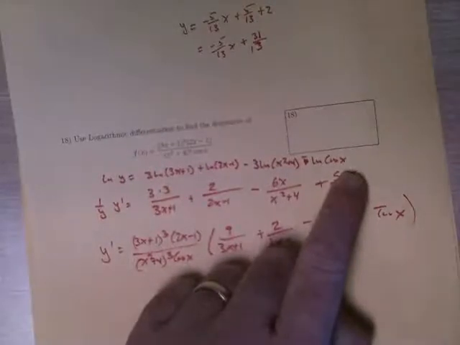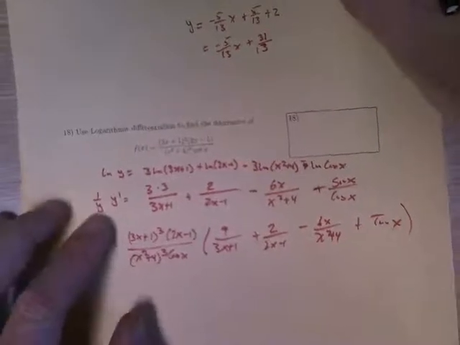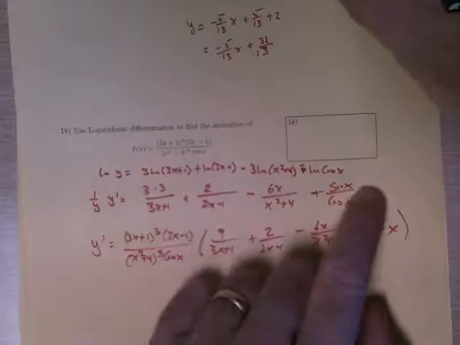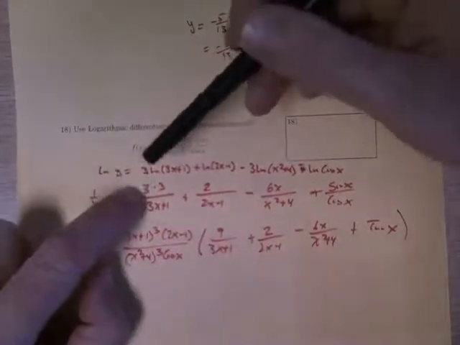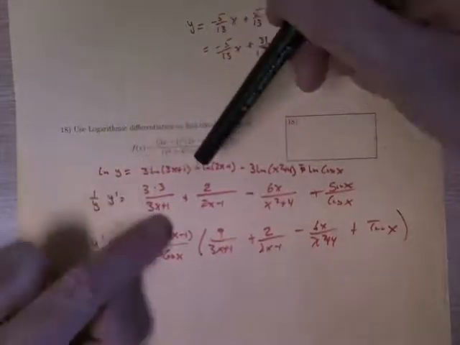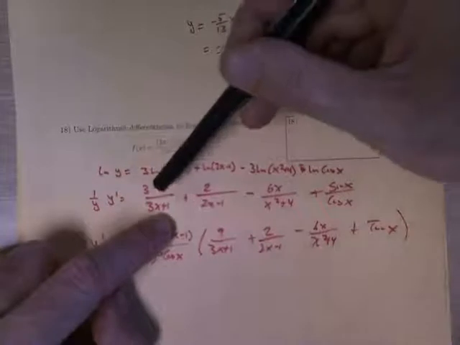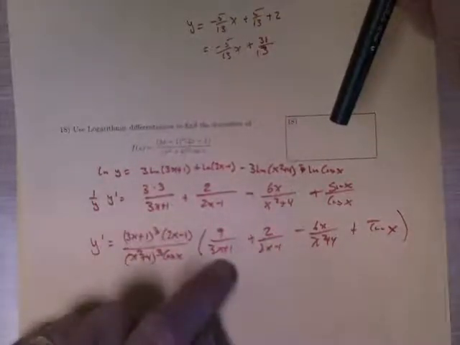Now I implicitly differentiate with respect to x. So the derivative of natural log y would be 1 over y times y prime. The derivative of this thing is a sum, so you can do each piece individually. This 3 comes along for the ride. The derivative of log of something is 1 over that something, times the derivative of the inside, so there's that extra times 3. So that first part is 9 over 3x plus 1.